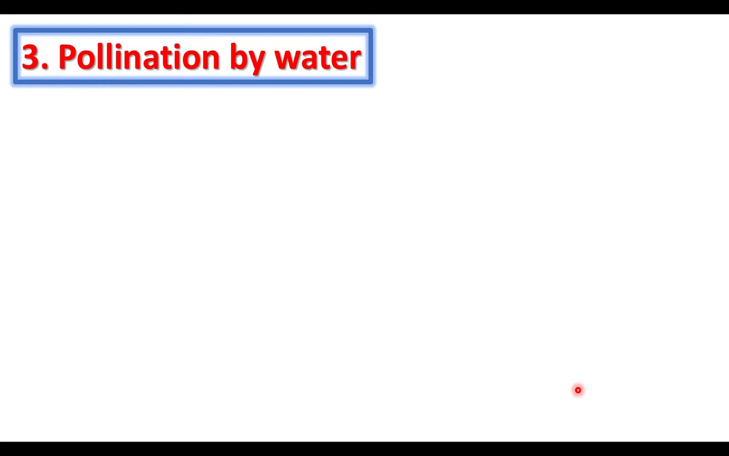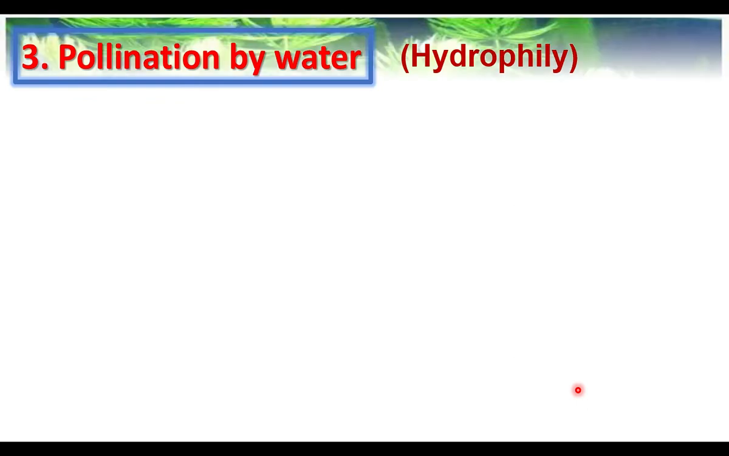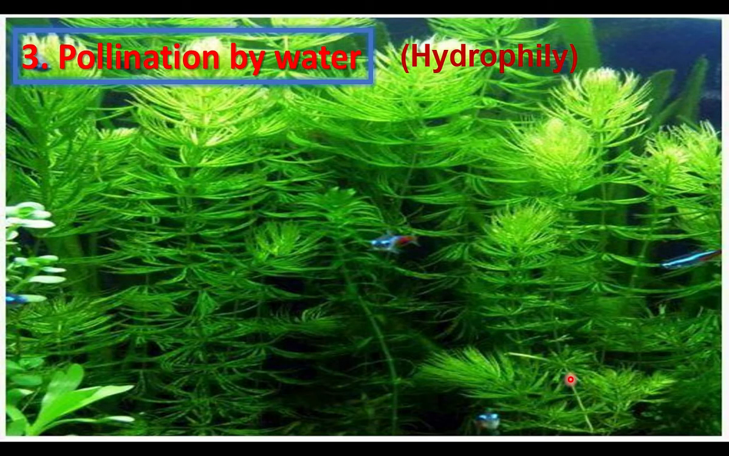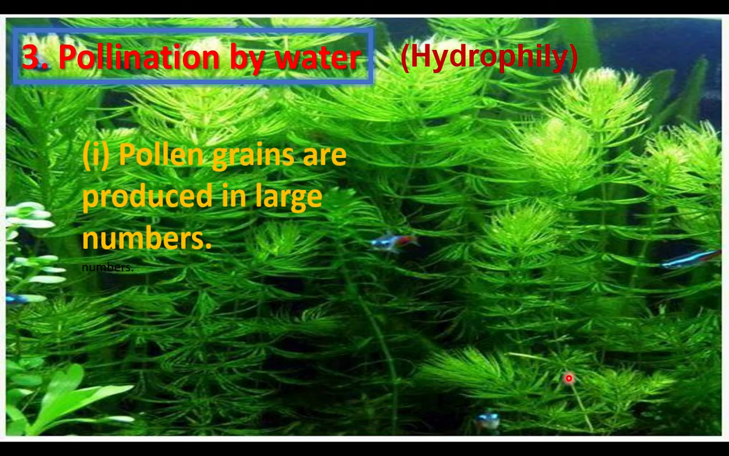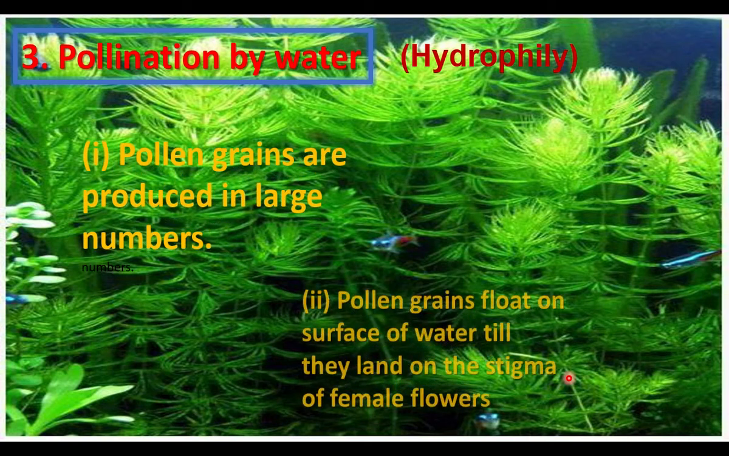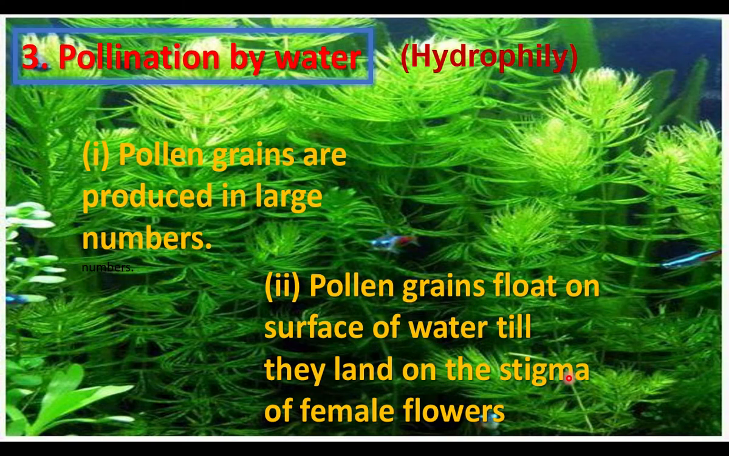Pollination by water is called hydrophily. It is seen in aquatic plants. Here the plants live inside the water. They also produce a large number of pollen grains. Pollen grains are produced by male flowers. The pollen grains float on the surface of water. The stigmas are on the surface. When they reach the stigma of female flowers, pollination takes place. In this way, they pollinate the female flowers.